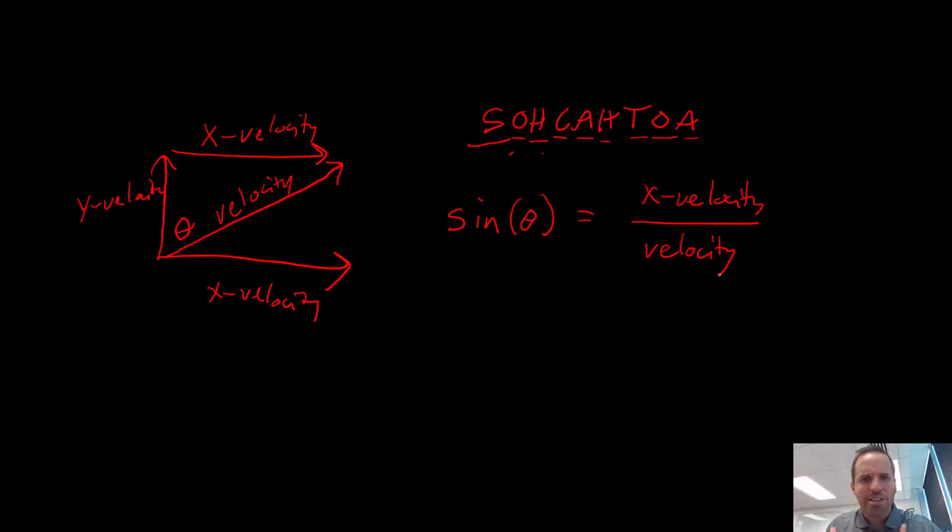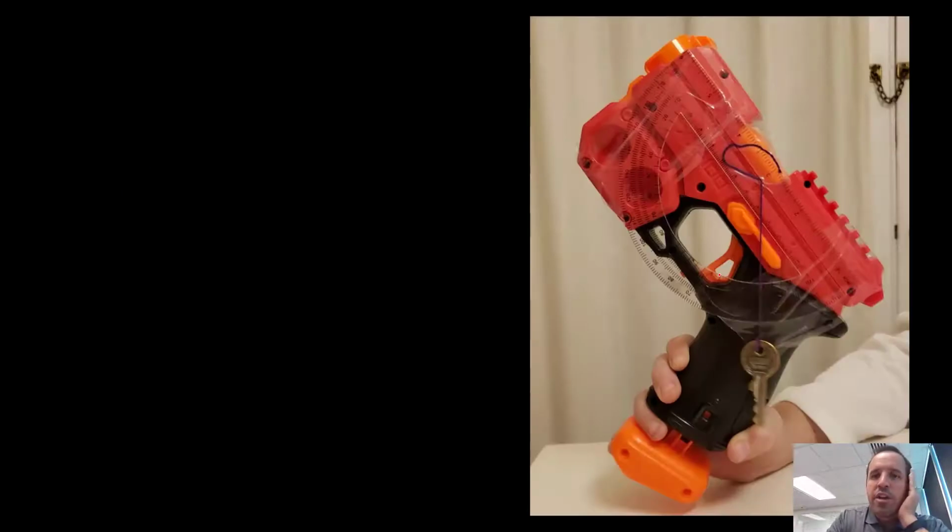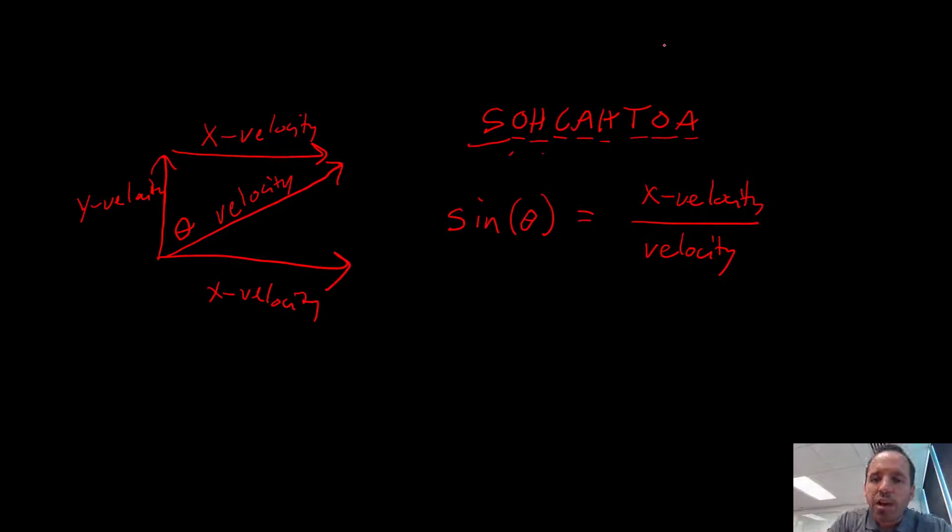It's okay if this doesn't all sink in. Hopefully it will as you start coding. So we're going to assume that our Nerf launcher, we know from maybe the manufacturer specifications what the velocity is coming out of this gun. We just don't know how much of that is x velocity versus y velocity. So if we know the angle and we know the velocity, we can solve for the x velocity.